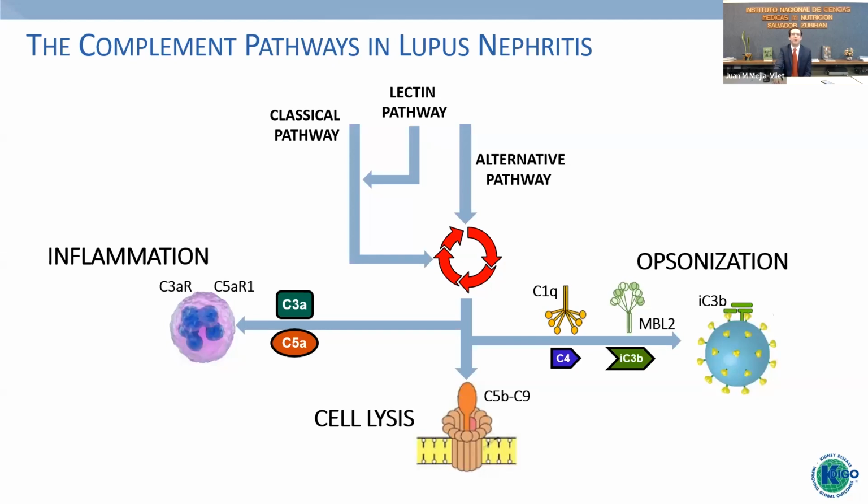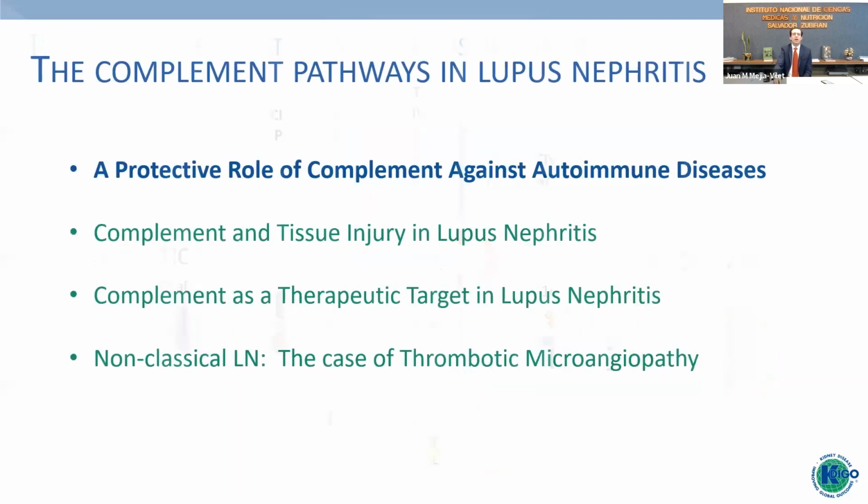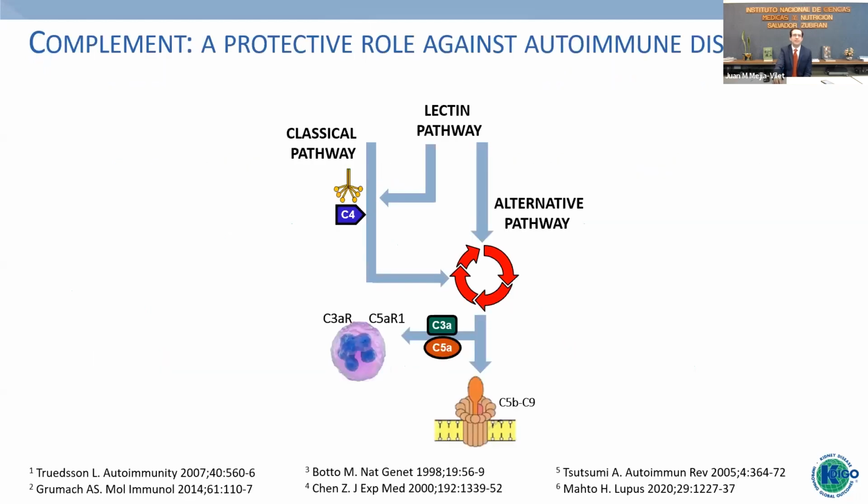You can see above the three ways of activating the complement pathway, and below the three mechanisms of action of the complement: inflammation, cell lysis, and opsonization. So let's go first to why the complement has a protective role against developing autoimmune diseases.